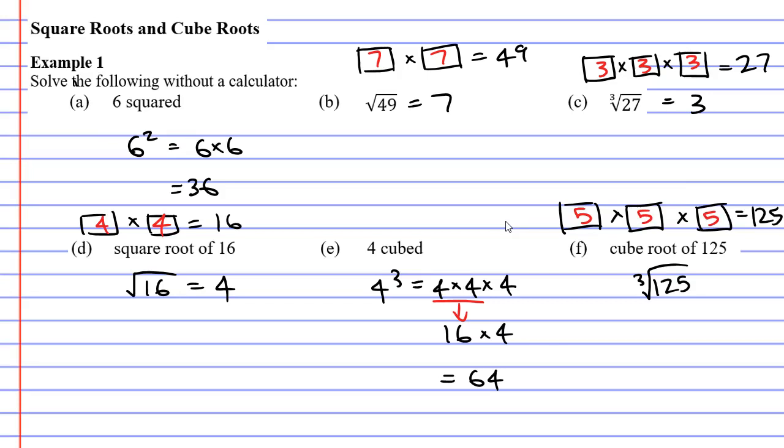And I'm just going to do a little bit of working out here on the left. If I did 5 times 5 times 5, I only multiply 2 at a time. So 5 times 5 is 25, and 25 times 5 equals 125. That's good, that's what I was looking for. Therefore, the cubed root of 125 must be 5.